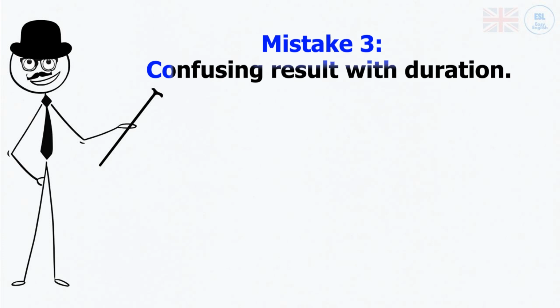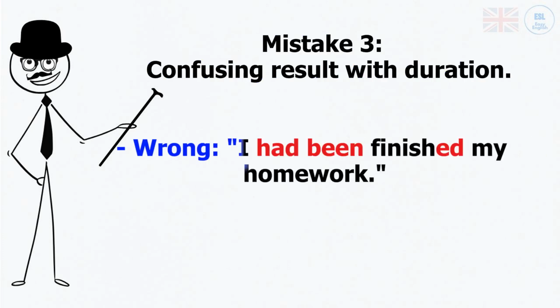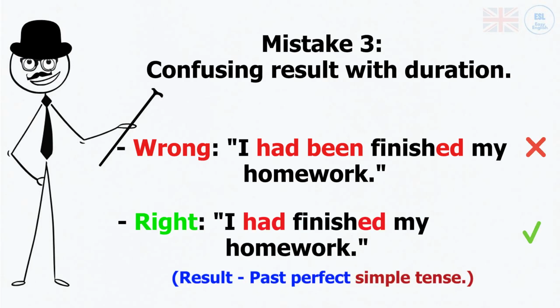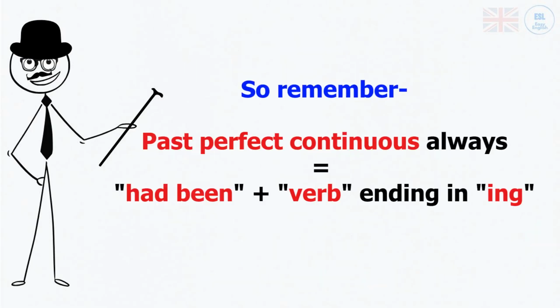Mistake 3. Confusing result with duration. Wrong: I had been finished my homework. Right: I had finished my homework. Result, past perfect simple tense. So remember, past perfect continuous always equals had been plus verb ending in ing.